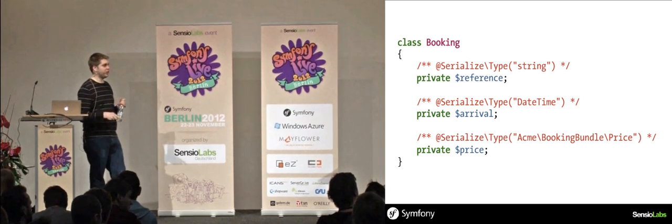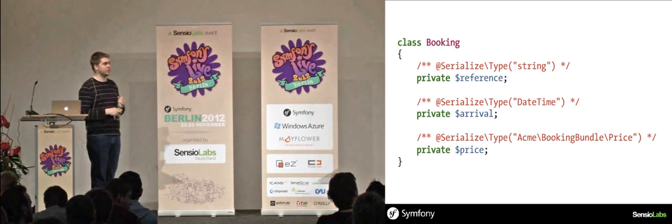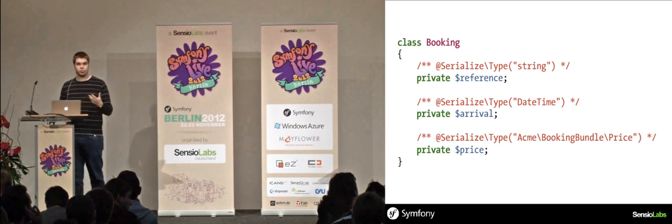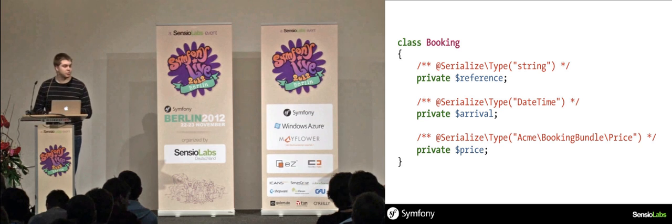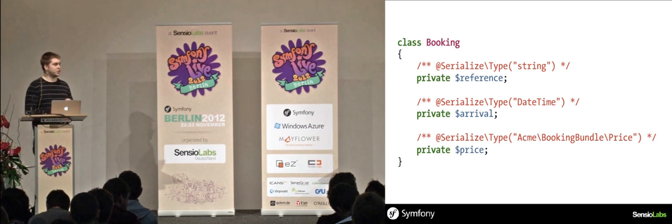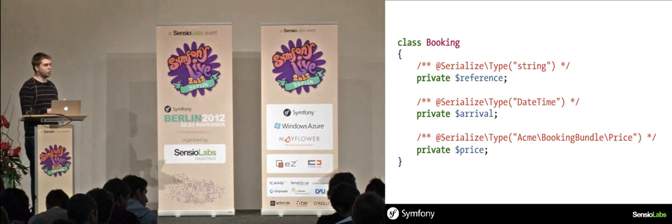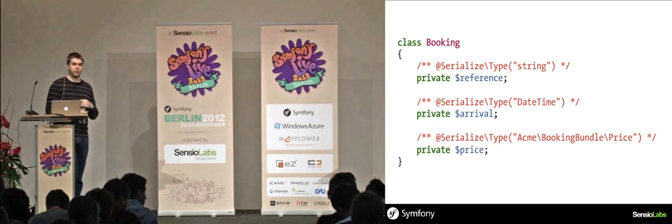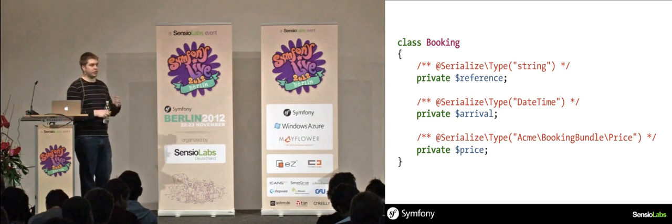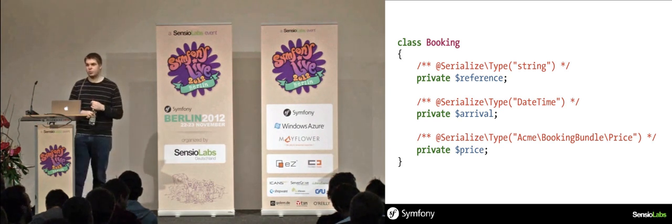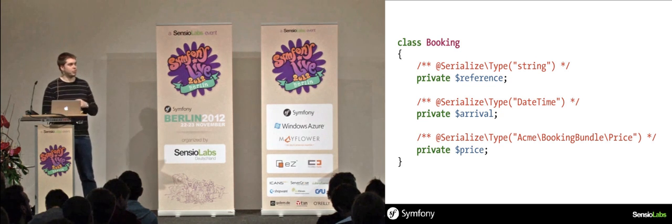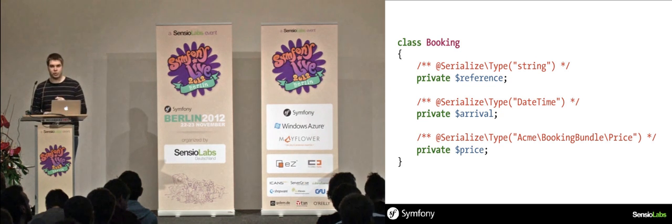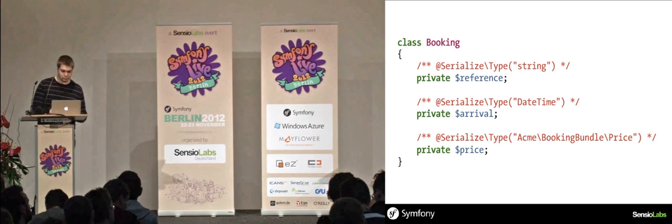So you can specify the type of this price property, and you say, I want to get back a price object in my price property. And it also works with collections. You can type with array and the type of object you have in your collection. So if you want to get back a list of rooms, for example, you can type array and the type of object in this collection.